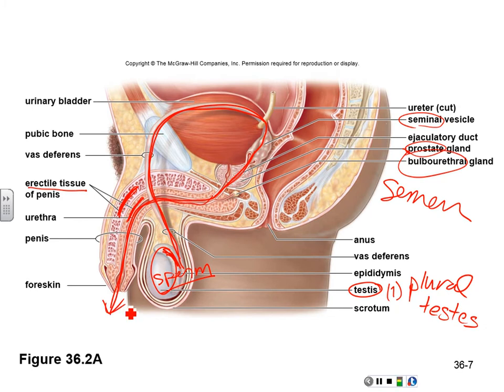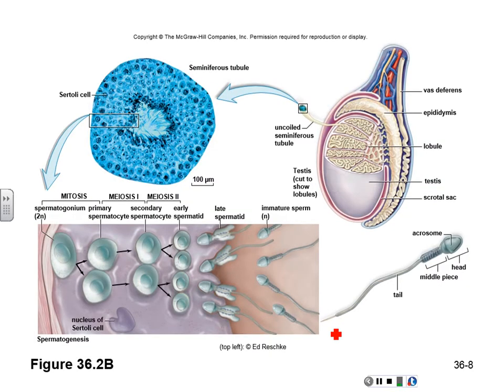So why do I bother showing you this? You need to know that sperm are created in the testis, and what's the process by which sperm are created? It's called meiosis. And then I wanted you to see there's a long pathway which they have to traverse in order to get out of the body. So this is an enlarged view.